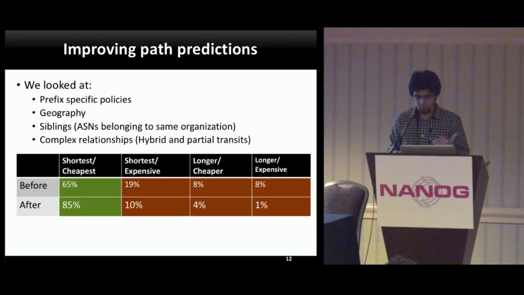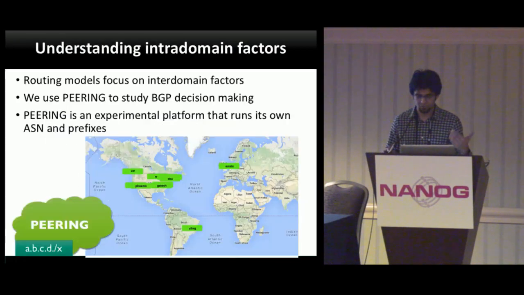While we found 65% of path predictions to be correct with the vanilla Gao-Rexford model, after taking into account these factors, we found almost 85% of decisions were following our path predictions. So this is like a 20% increase in the decisions being followed by the Gao-Rexford model.